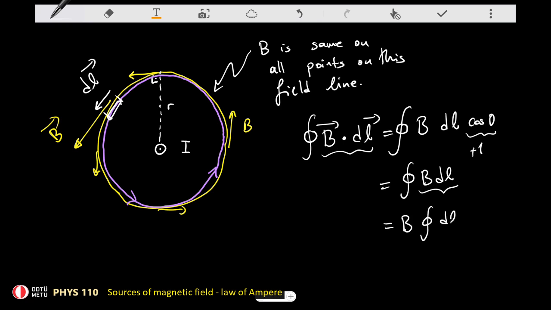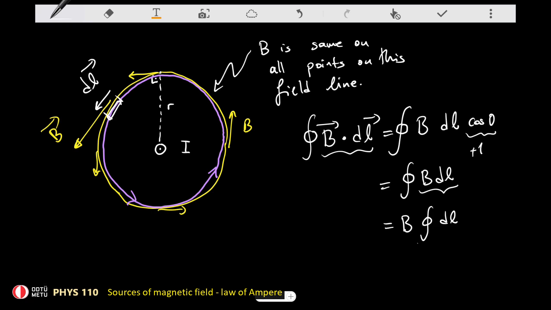This is a nice thing that you have learned in calculus. If there is a constant that you see inside an integral, you can take it out. So that's the second step. In the first step, I converted the dot product into the product of the magnitudes. In the second step, I took the constant thing out.